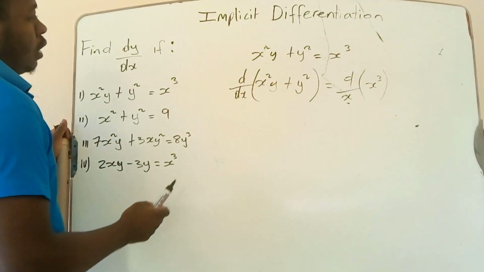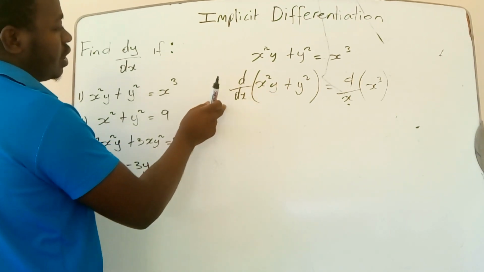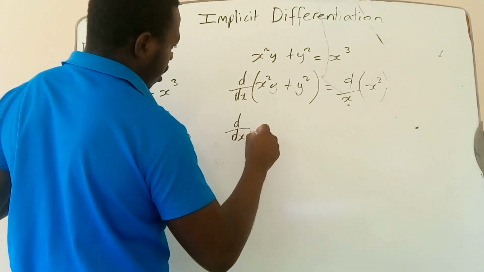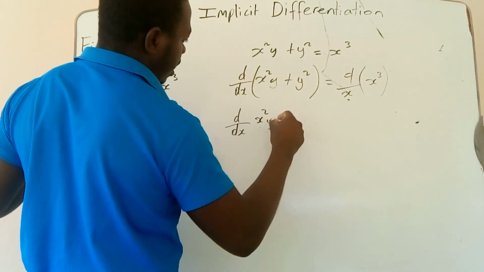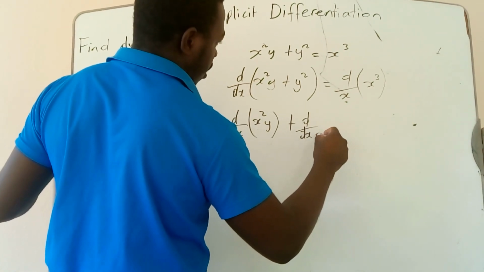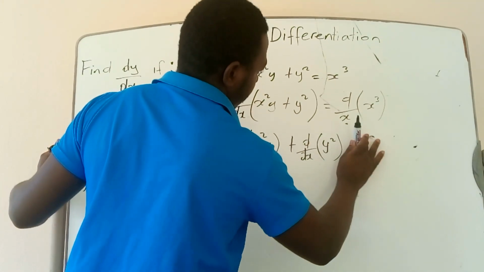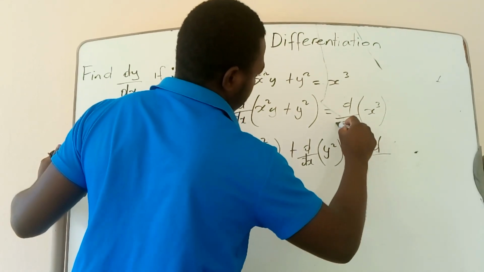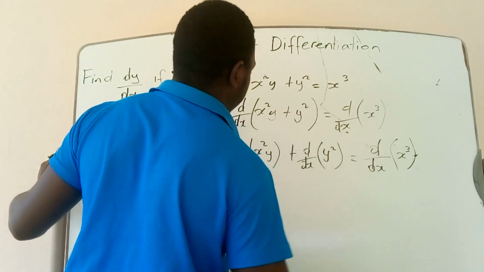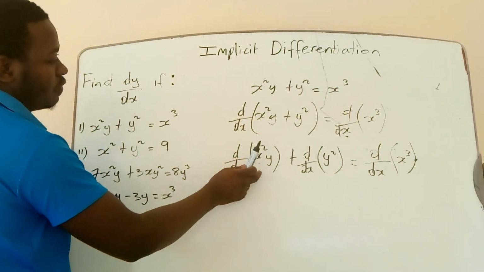Now this you can view as distributing this d by dx to each term. So you could write it like this: the differential of x squared y plus the differential of y squared is equal to the differential of x cubed. Right? Now, note x squared y here is a product, so we have to use the product rule to differentiate this term.